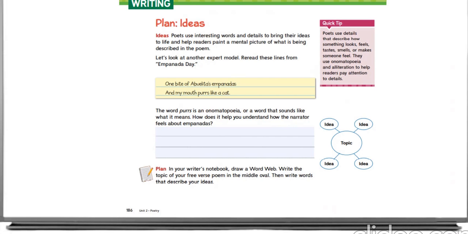Ideas. Poets use interesting words and details to bring their ideas to life and help readers paint a mental picture of what is being described in the poem. Let's look at another expert model.